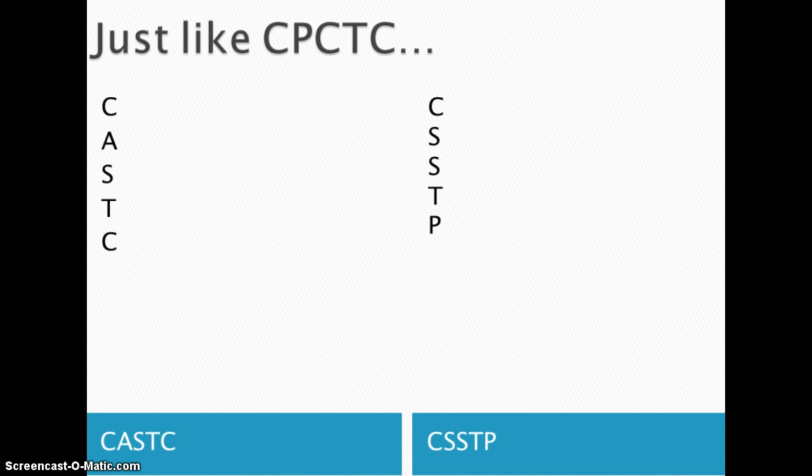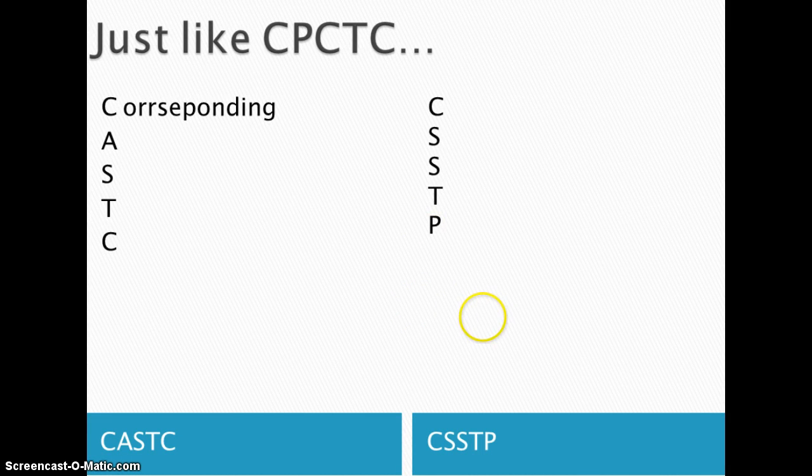Now we have CPCTC. We used that back in chapter 3 when we proved triangles congruent. After we proved triangles congruent, we could pick out the parts. And CPCTC stood for corresponding parts of congruent triangles are congruent. Now CASTC and CSSTP are the same basic idea. Once you know something, you can start picking out the parts that you need. But instead of having congruent triangles, we're looking at similar triangles.